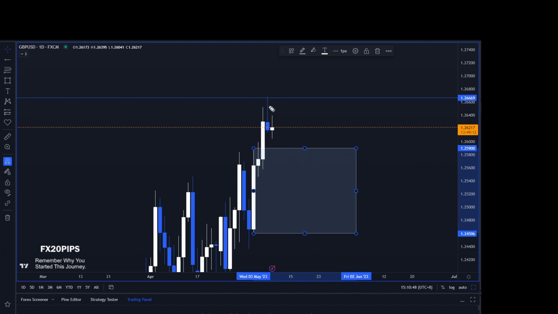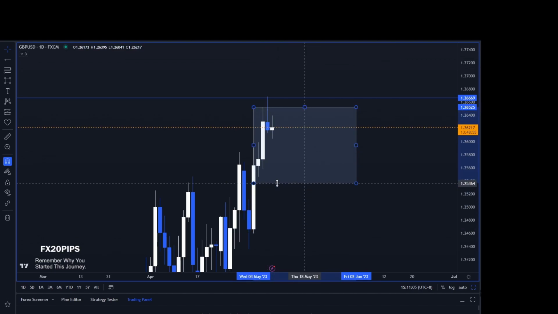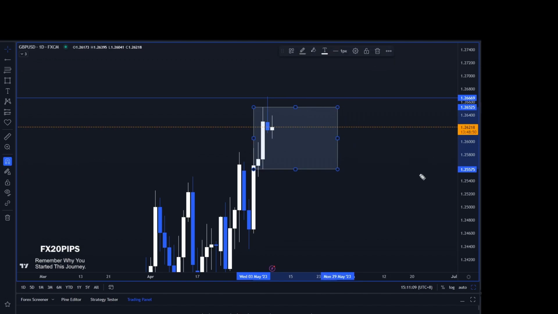Therefore, because this day candle has already exited this box, I'm not going to use this one. I'm going to remove this one. Give me a minute. Okay, so I'm just going to use this one. This is the day candle I'm going to use. So here it will make more sense.